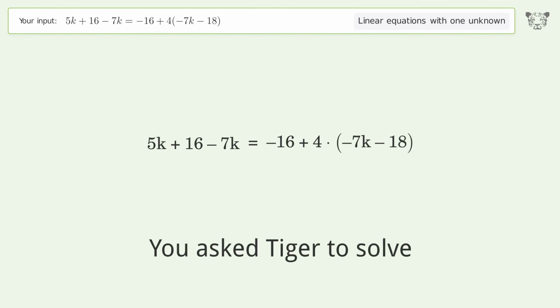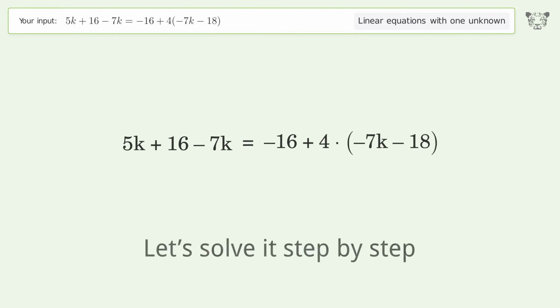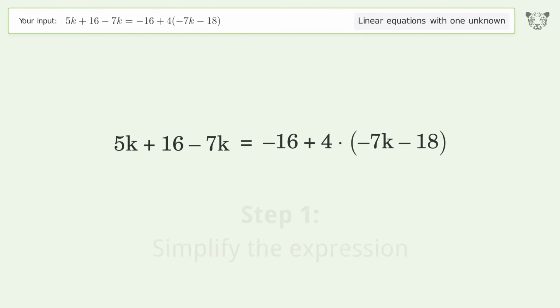You ask Tiger to solve. This deals with linear equations with one unknown. The final result is k equals -4. Let's solve it step by step. Simplify the expression. Group like terms.